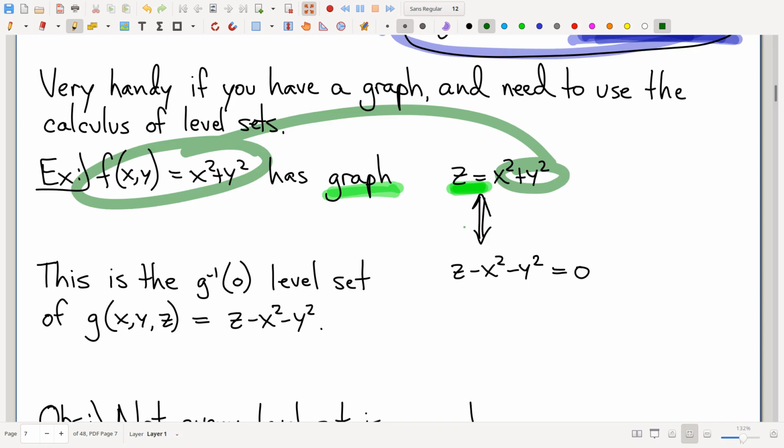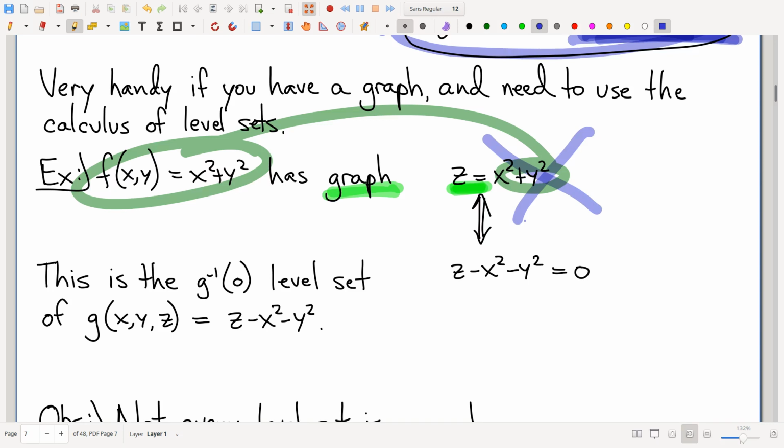And again, calculus of level sets might be exactly what we need, right? Maybe what we need is a vector that plays a certain role with respect to this surface. Okay, if so, if you need the calculus of level sets, well, definitely don't use this function. That's not the function for which we're looking at a level set. We're looking at a graph of that function.